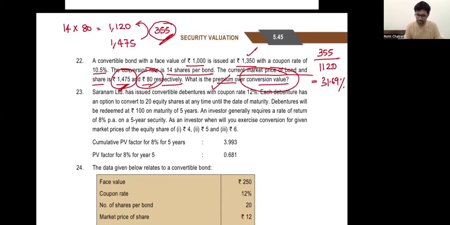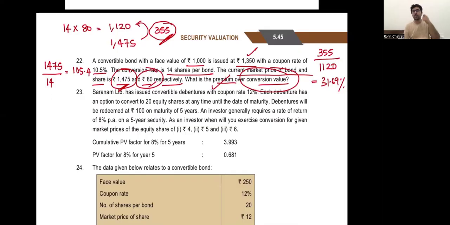So it will be the current market price of the bond, which is 1475, divided by the conversion ratio, which is 14. The answer is 105.4. What this 105.4 is indicating is, if the share price, which is right now at 80, touches 105.4, then you will be at no gain or no loss.